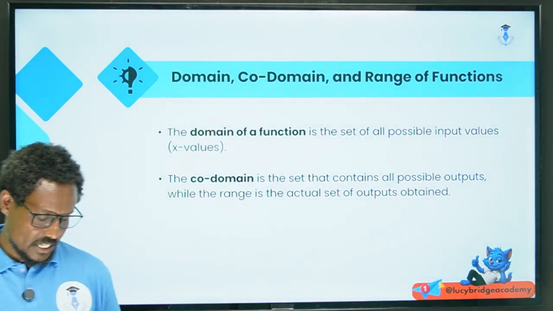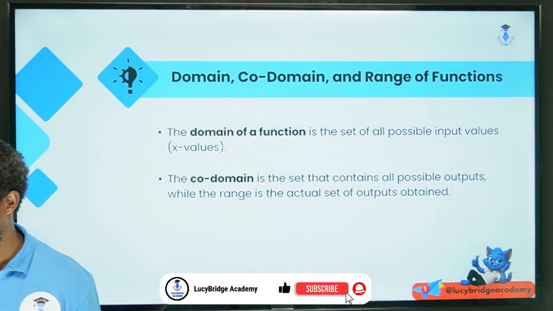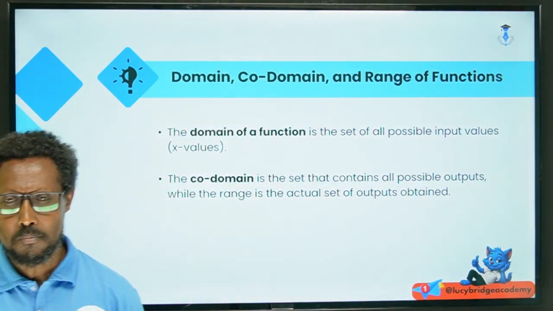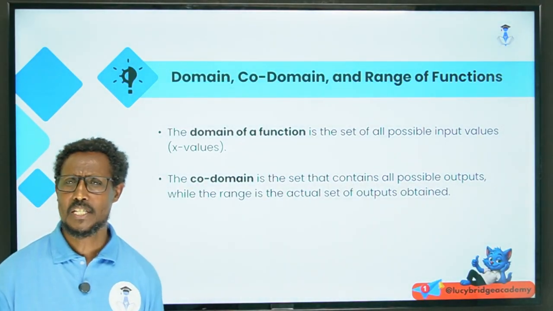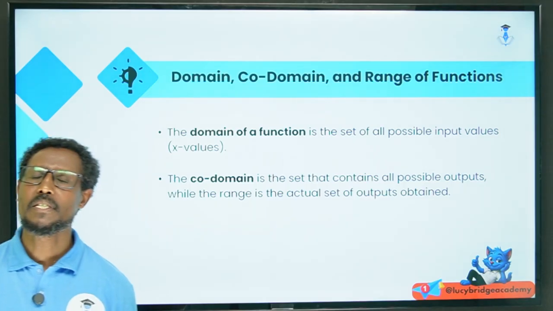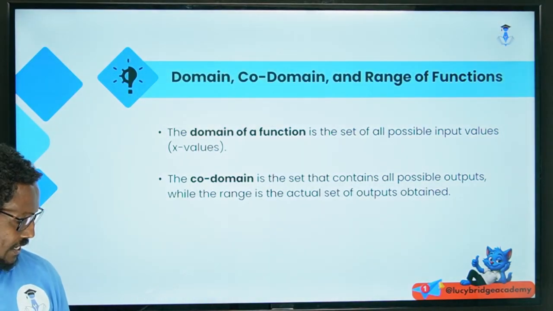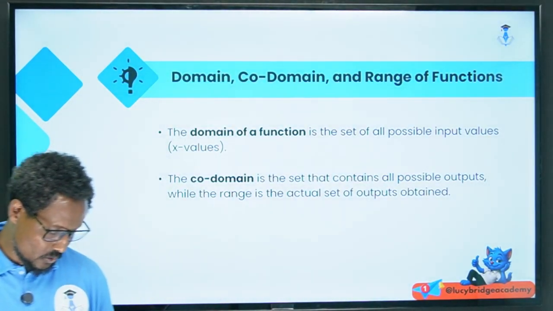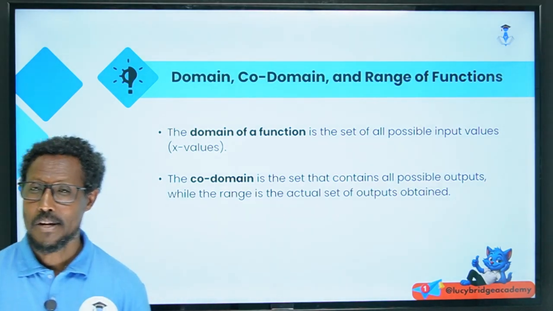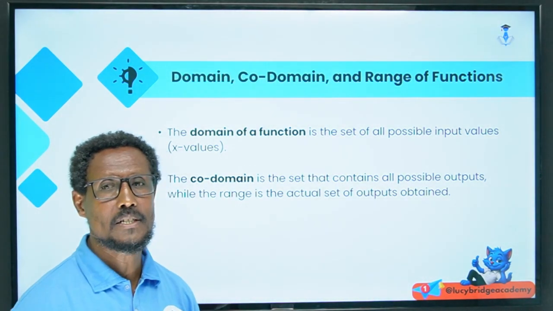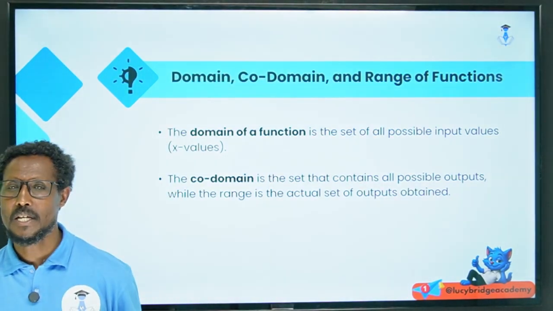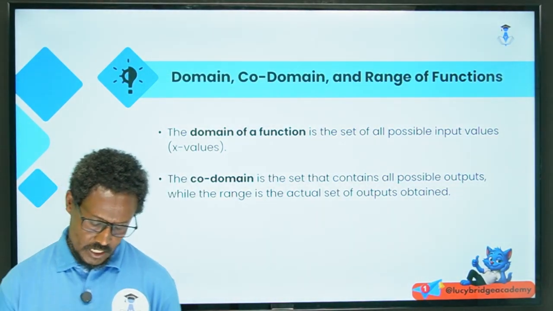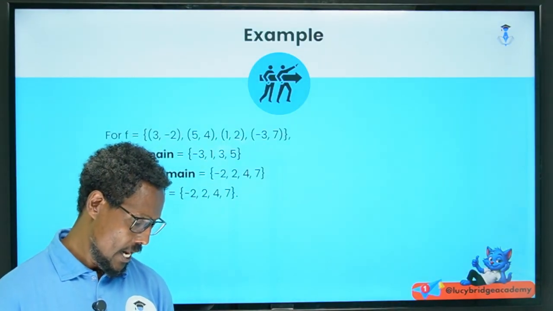The domain of a function is the set of all possible input values, x values, or the first elements. The codomain is the set that contains all possible outputs, or the set of all possible second elements, whereas the range is a subset of the codomain. The range is the actual set of outputs obtained. Simply, it's better to say that a range is a subset of the codomain.